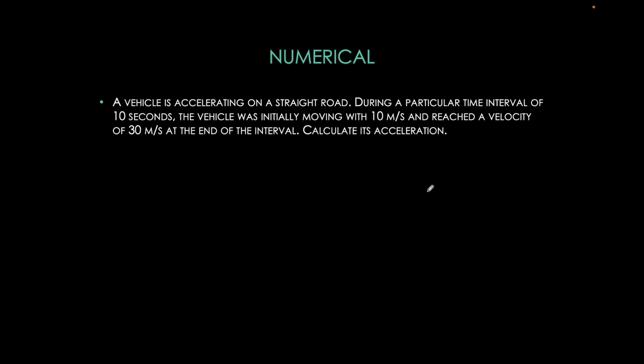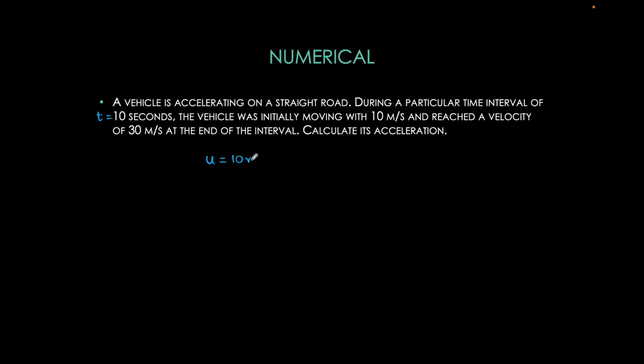So now we're going to solve a numerical on acceleration. The question says that a vehicle is accelerating on a straight road during a particular time interval of 10 seconds. So we have our time here, which is 10 seconds. The vehicle was initially moving with 10 meters per second. As I told you, u denotes initial velocity. So u will be what?